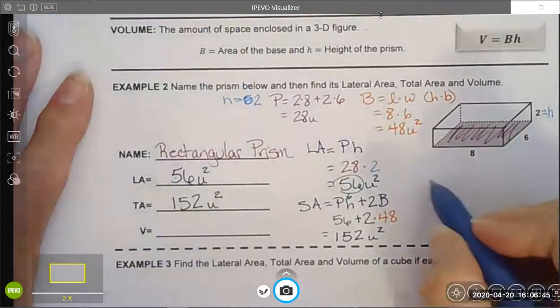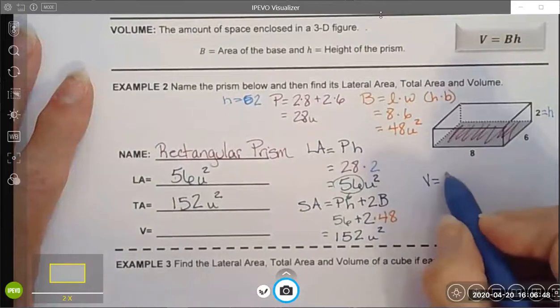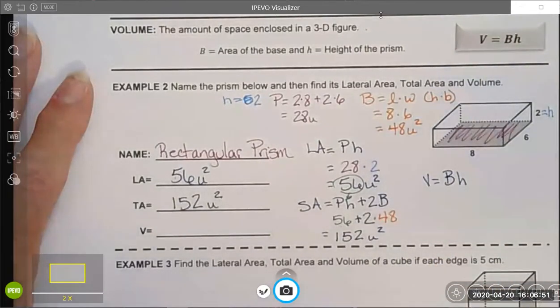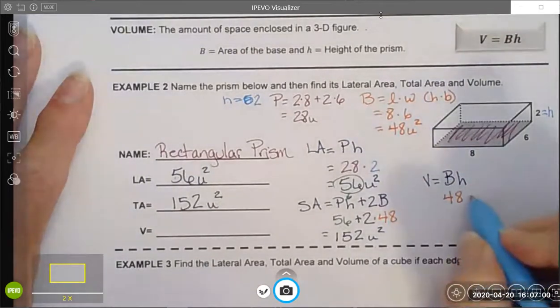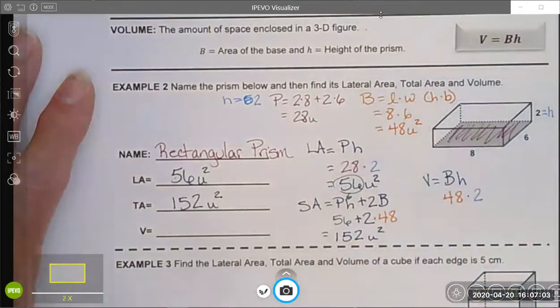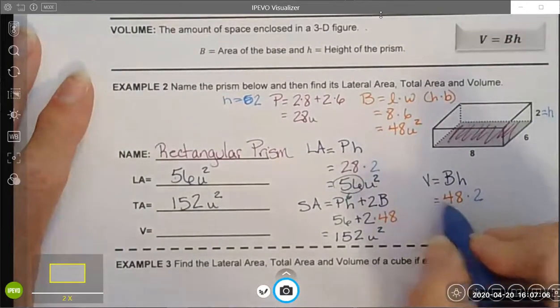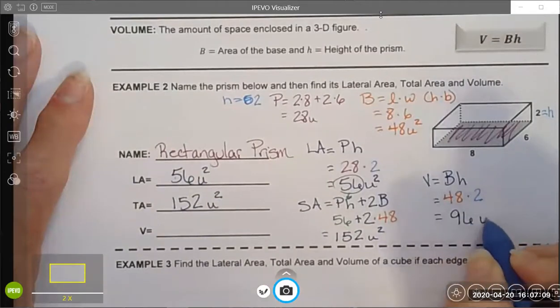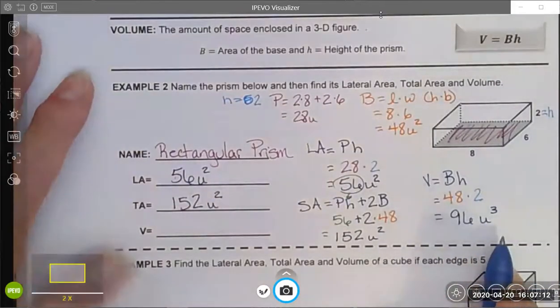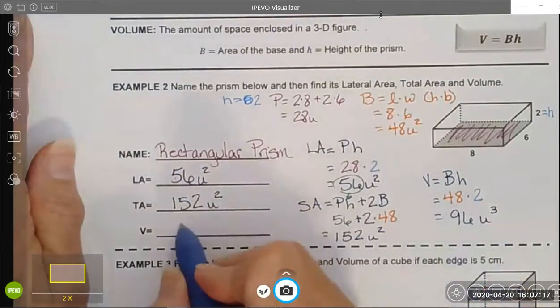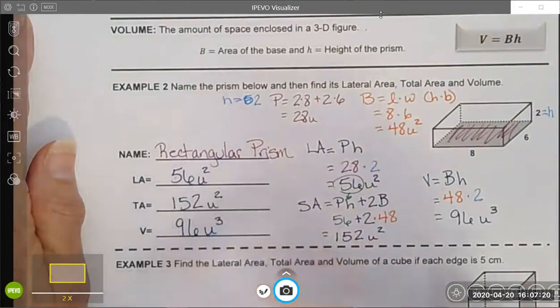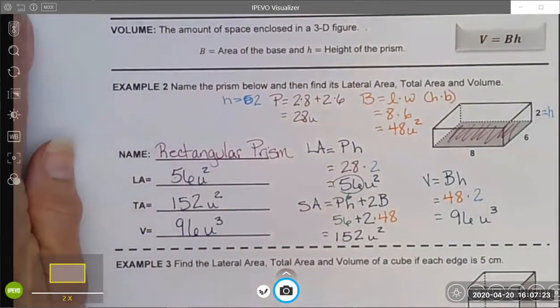The last calculation that they asked me for is volume. Volume is going to be equal to the area of the base times my prism height. In this case, the area of my base is 48, and the height of my prism is 2. When I multiply these two numbers, I end up with a volume that is 96 units cubed. And when we're talking volume of dimensional shapes, it has 3 dimensions. And so our units are cubed, 96 units cubed. And folks, that is how we find the lateral area, total area, and volume of a prism.